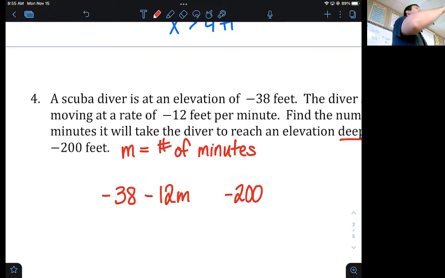Remember, a greater elevation means I'm higher up. I want to get deeper than negative 200. I want to get less than, right? Now, I know why you're saying that, because negative 210 is deeper, but it's more negative, which actually makes it smaller. Remember, the more negative you get, smaller on the number line. And so we want to use a less than sign because that represents us getting smaller, our elevation getting lower than negative 200.